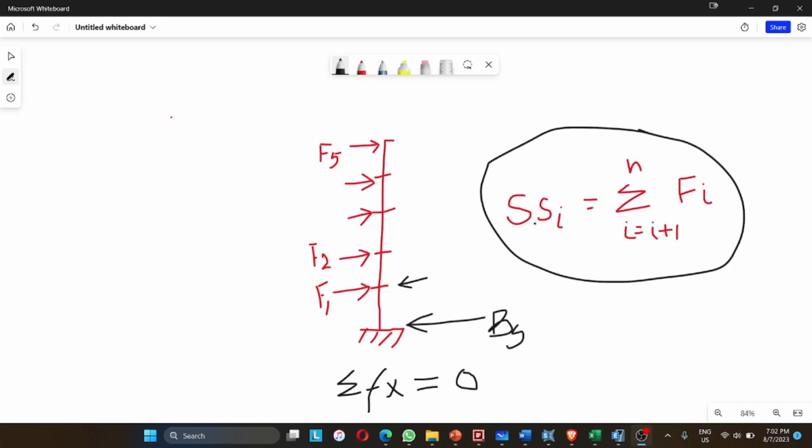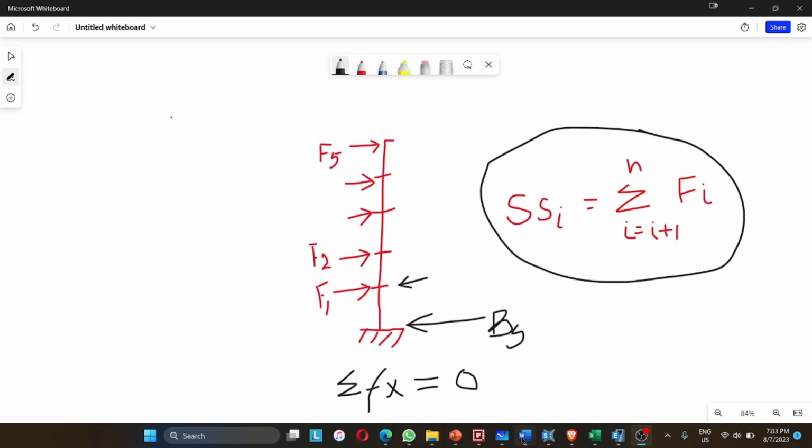So for the generalized calculation, the story shear at the story level i equals the summation from i equals i plus 1 to n of Fi. It means if we have to calculate the story shear for floor 1, story shear 1 equals the summation from i equals 1 plus 1, that is 2, to n of Fi. It means the story shear should be evaluated just above that story up to the top floor of the structure.